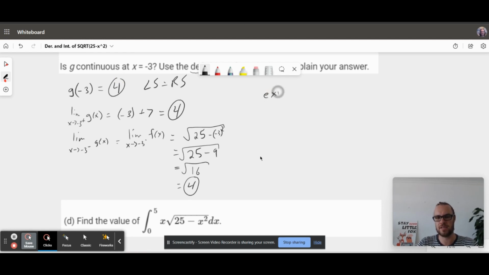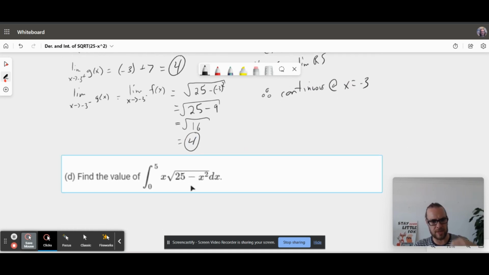Okay? It exists. The limit of the left side is equal to the limit of the right side. Therefore, all of that together means it is continuous at x equals -3. All right, so now we get into the part that's a little bit trickier, where we're going to be using some integration.